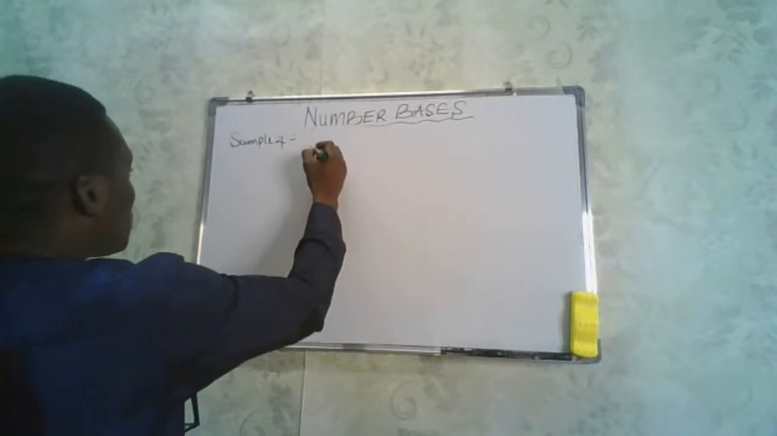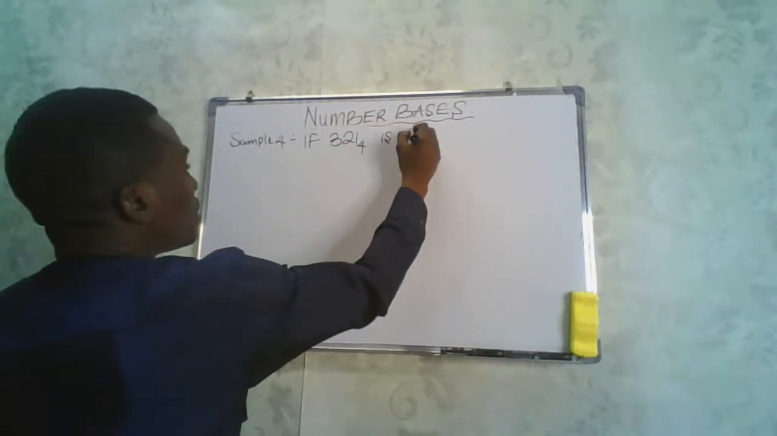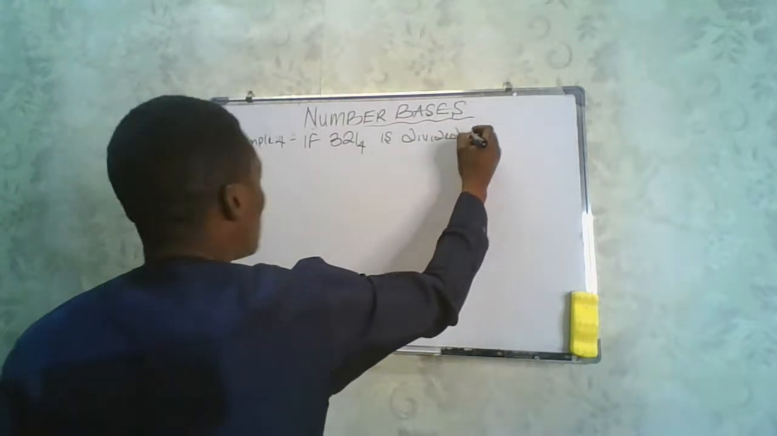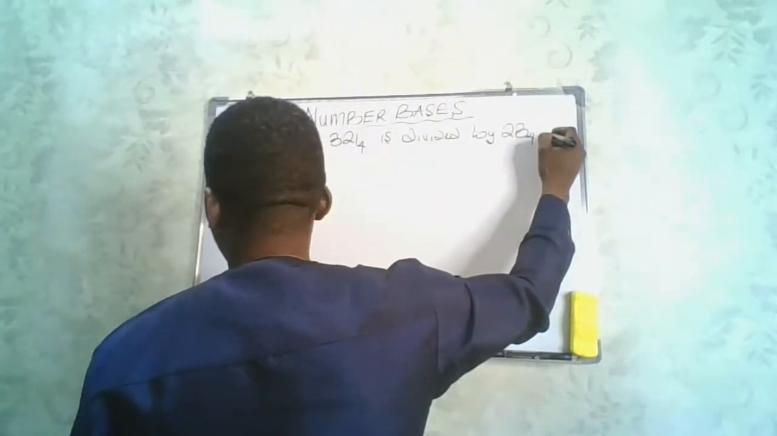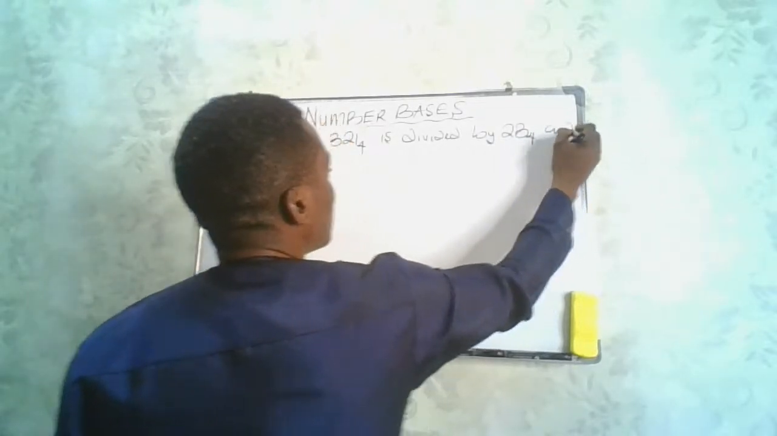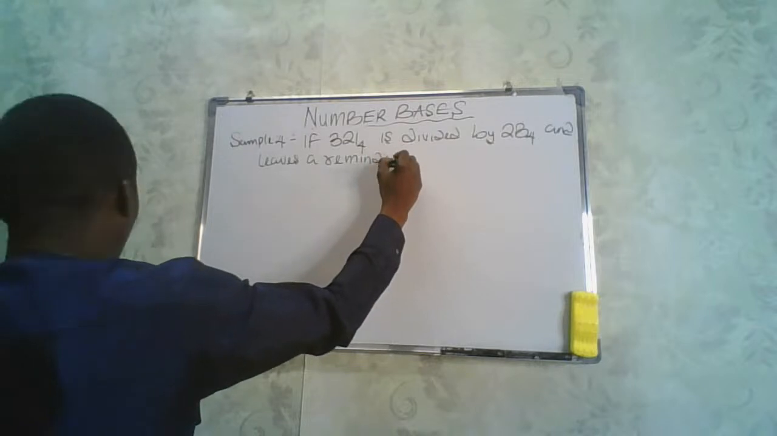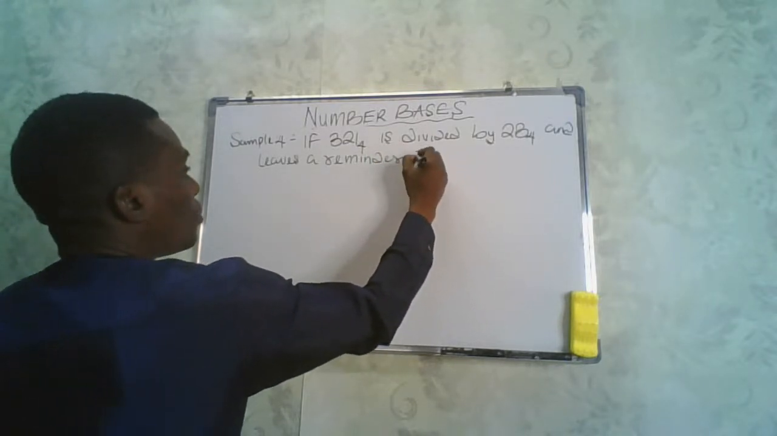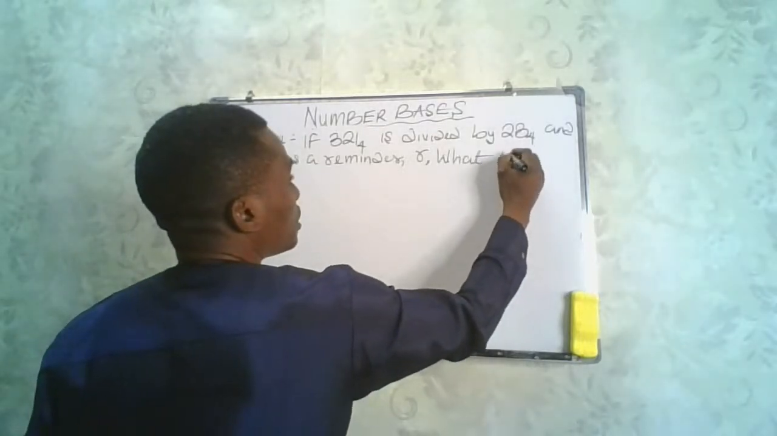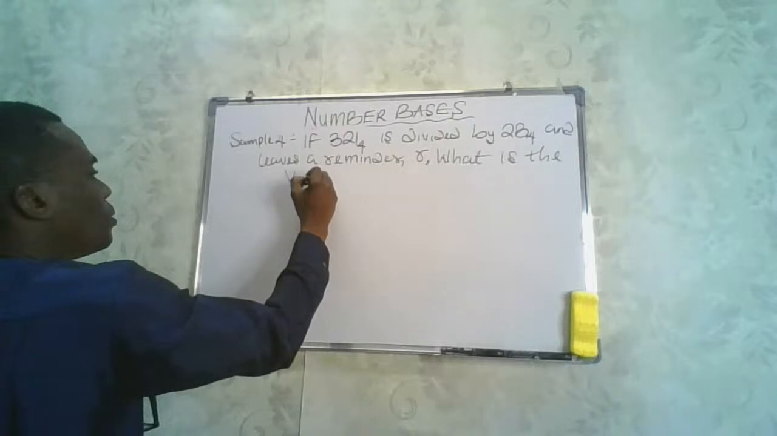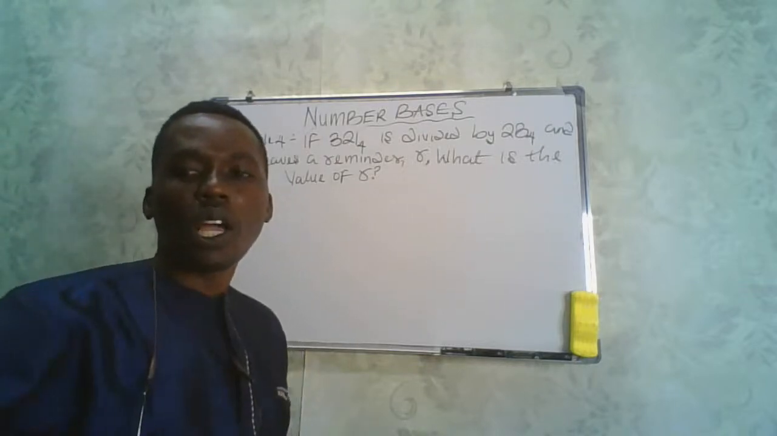In sample 4, we are told that if 321 base 4 is divided by 23 in base 4, and it leaves a remainder R, the question is, what is the value of R?